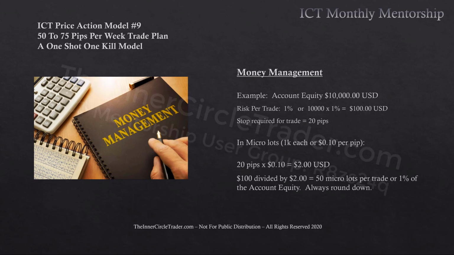Example, account equity of $10,000. Risk per trade is 1%, or 10,000 times 1% equals $100. So the stop required for the trade is 20 pips. In micro lots, or 1K in leverage, each represents 10 cents per pip. So if we're using 20 pips on a stop, 10 cents times 20 pips is $2 per pip. $100 divided by $2 per pip allows us to trade with 50 micro lots per trade, or 1% of the account equity. Always round down.